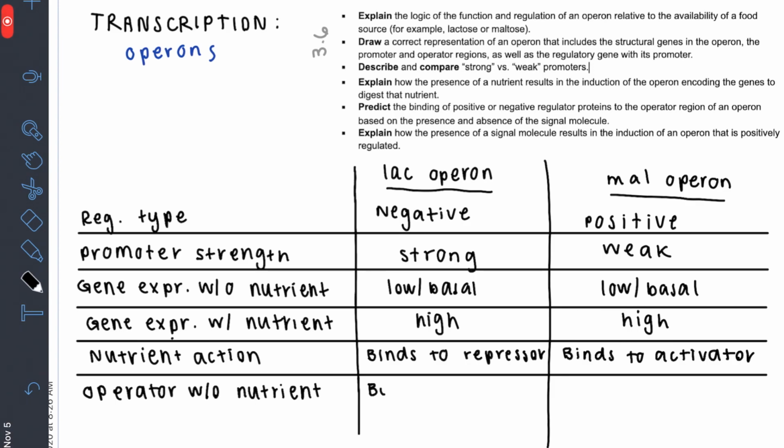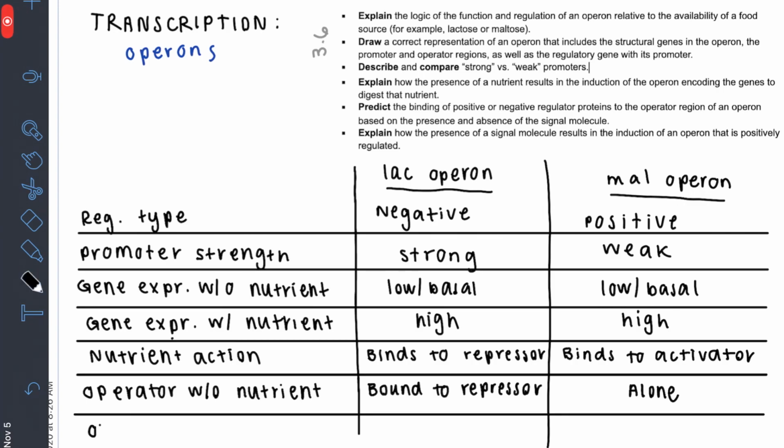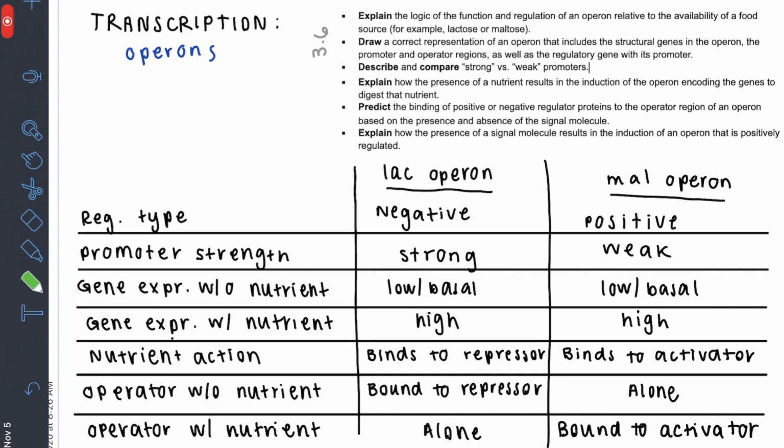Therefore, in the absence of the nutrient, in the case of the lac operon, the repressor is bound to the operator, while in the mal operon, the operator stands alone. And in the presence of the nutrient, since lactose has removed the repressor, the operator stands by itself, while in the case of the mal operon, since maltose has moved the activator to the operator, the operator is bound to the activator in the presence of maltose.